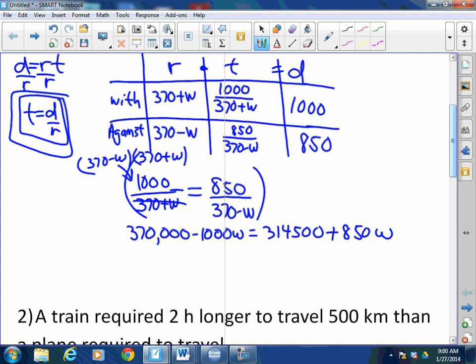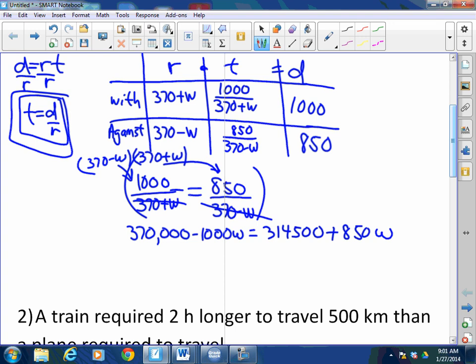Hence, I had to do 1,000 times 370 minus W. When I multiplied it to this side, the 370 minus W cancels. So I had to multiply 850 to the 370 plus W. Are there any questions so far? Please. Anything at all? Okay.